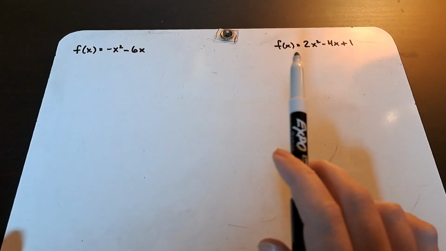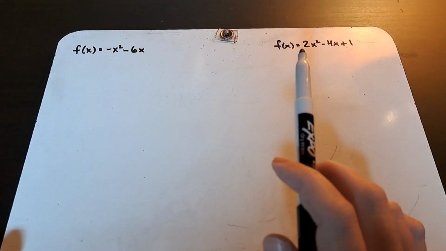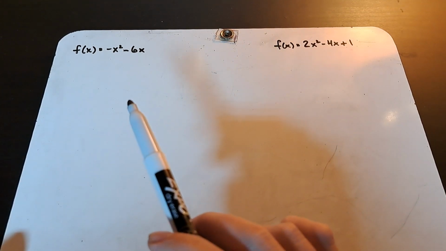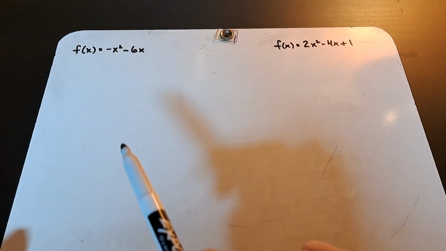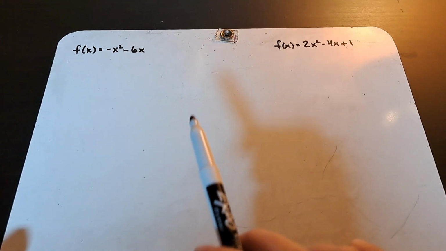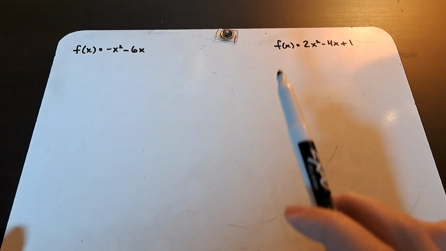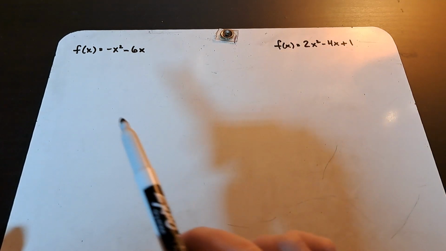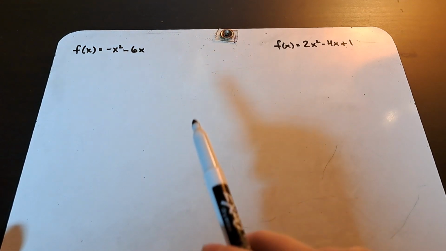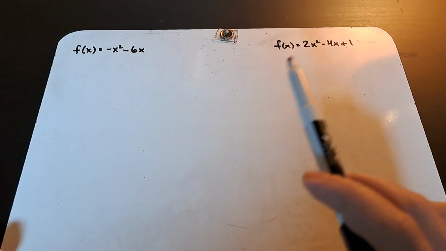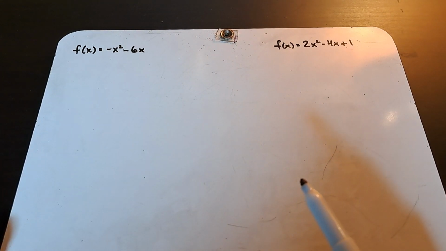That coefficient on the leading term tells us whether the parabola is going to be flipped over with an upside down U shape, or if it's positive, it's going to open up. So when this coefficient is negative, the parabola is going to open down, and when it's positive, it's going to open up. So that's one thing to take into consideration when looking at these.